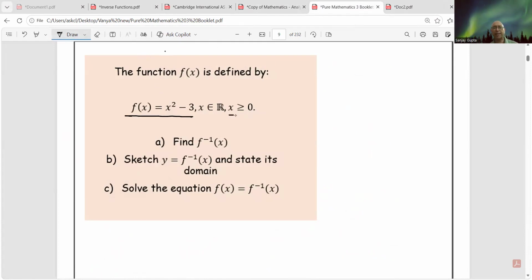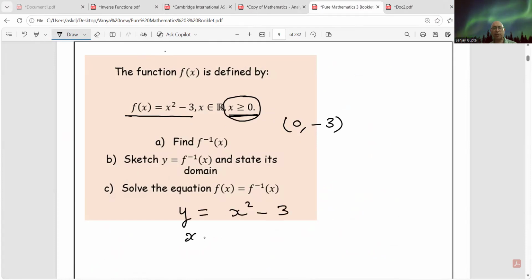f(x) is this, x greater than or equal to 0. Yes, we know what is the vertex of this function. The vertex of this f(x) is (0, minus 3). So he has taken now x greater than or equal to 0. So we are retaining the right part of the graph and we are dropping the left part of it. What is f inverse? So first, again, the same steps: write y as x squared minus 3. And then interchange, x becomes y squared minus 3. So y squared becomes x plus 3.